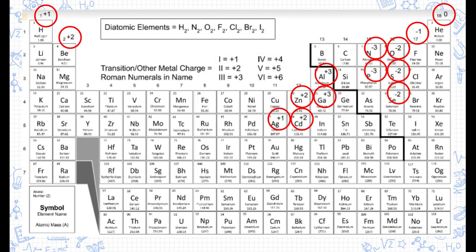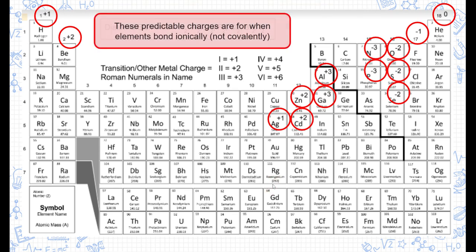All right, so we talked about those predictable charges. In case you missed it on your periodic table, I wanted to point them out. Each of these charges are written, and they are predictable charges only for when these elements bond ionically. So remember, these aren't the charges the elements always have. They're just the charges they typically become when they bond in an ionic bond. And we know this just because of how many valence electrons they either lose if they're metals or gain if they're nonmetals.